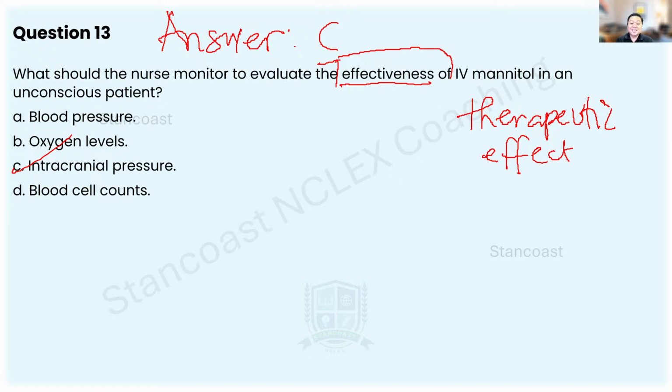Is it effective for the patient? Is it doing what it's intended to do? Okay, so this is basically what the question is. So we are going to look for this intracranial pressure. The blood pressure will somehow be affected, but will not be the primary indicator. Same thing with the oxygen levels. It does not directly affect oxygen saturation, and the same thing with the blood cell counts. Yes, the MAP and the CPP. You're correct there, Chang. Thank you. All right. Very good. Let's have number 14.